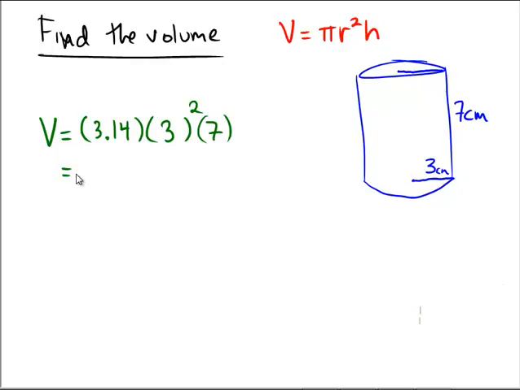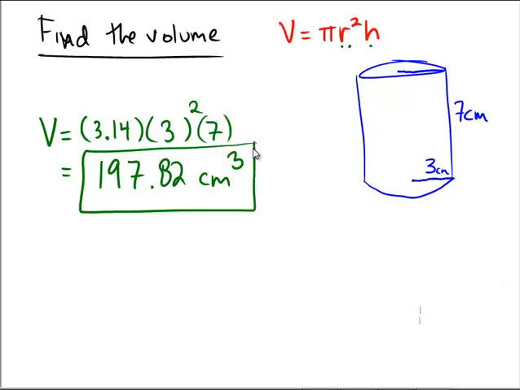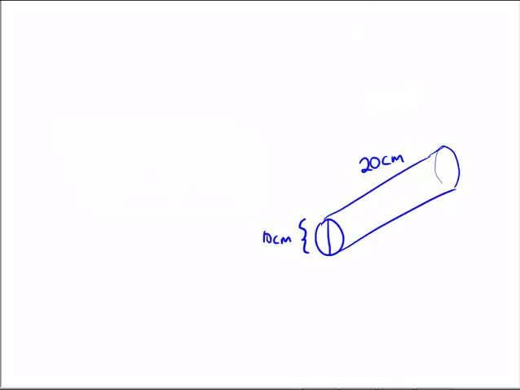So to do that, I'm just grabbing a calculator over here on the side. 3.14 times 3 squared times 7 gives us an answer of 197.82. And since this is volume, it's going to be cubic units. You can see that here because radius times height means we're going to get 3 copies of the centimeters. So the final answer is 197.82 cubic centimeters.